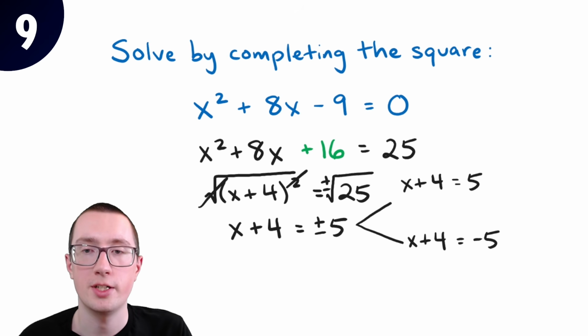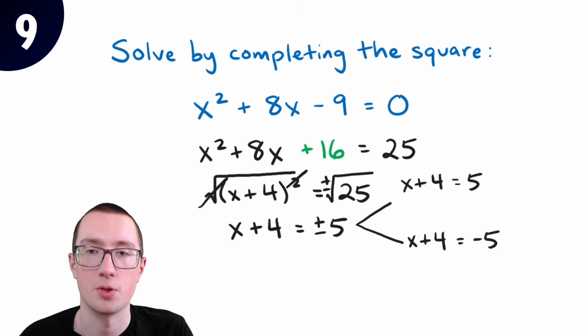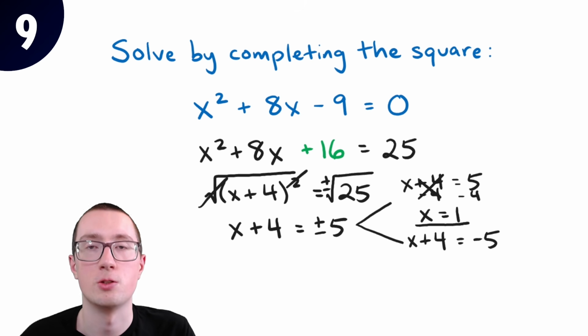So solving this first one here, x plus 4 equals 5. Let's get rid of the plus 4 by doing minus 4 on both sides. These cancel out. On the left, we just have x. And on the right, we have 5 minus 4, which is 1. So x equals 1 is one of our answers.